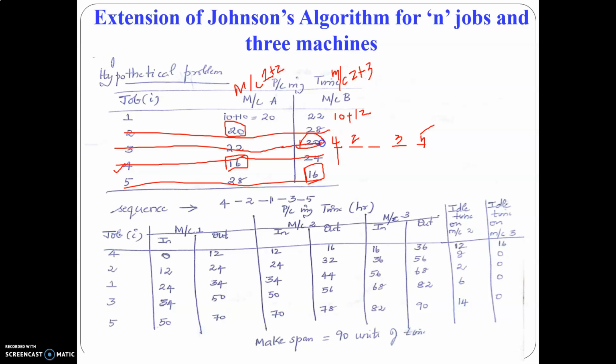Strike it out. Again, that's a 20. It's available in the first mission. So you can have either this sequence, or if I have broken the tie differently, it can also be 1, 4, 1, 2, 3, 5. The makespan time will be the same if you use either of these two sequences. In the next video, I will tell you how to determine this timetable.